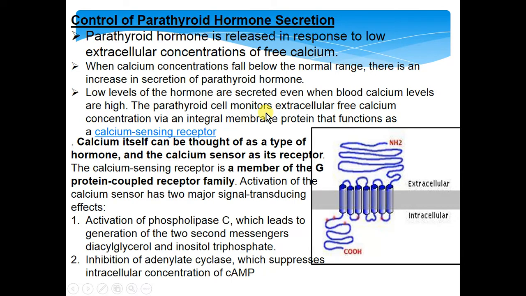The parathyroid cell monitors extracellular free calcium concentration via integral membrane proteins that function as calcium sensing receptors.